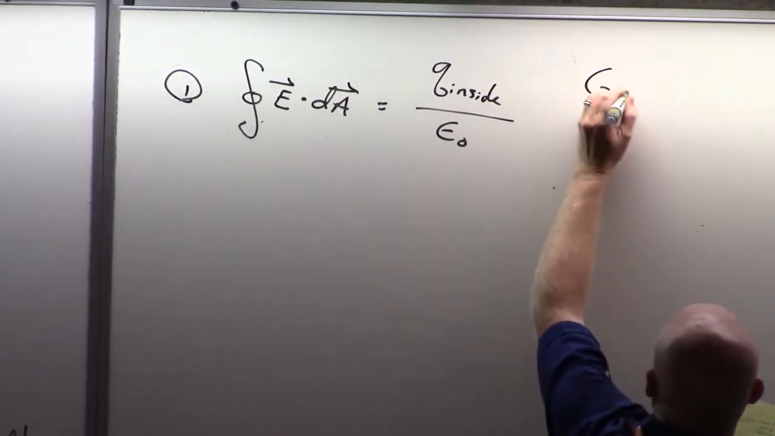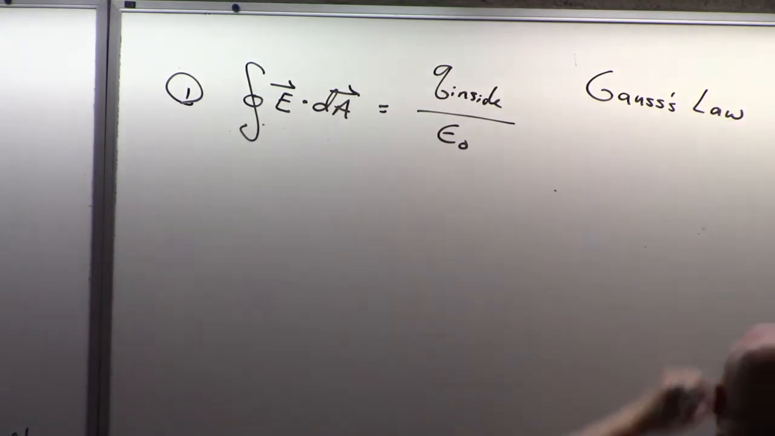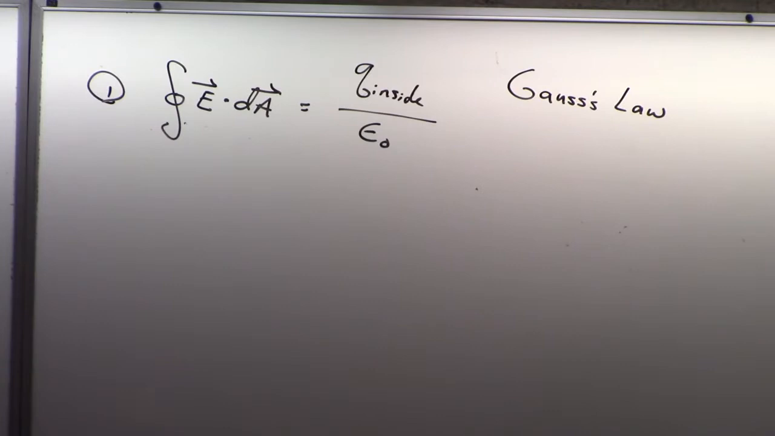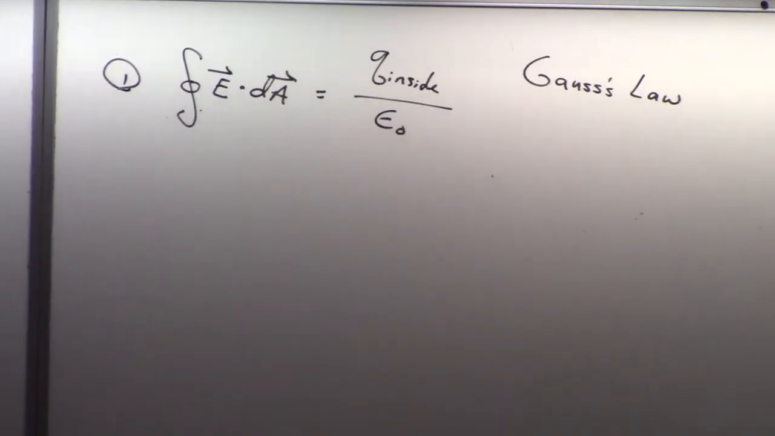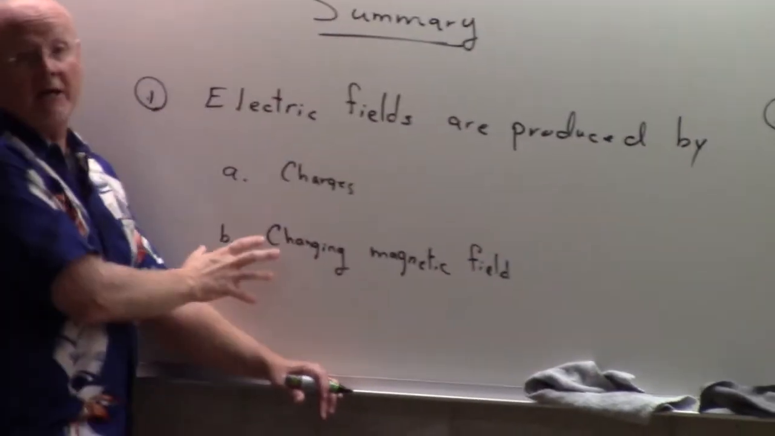And so I will put right next to it here Gauss's law, our first of our electromagnetic phenomena that we saw this semester. Now, later on, and more near the end here in chapter 31, we said that there is another way to get an electric field. And of course, an electric field around a loop is an EMF. So we call this Faraday's law.